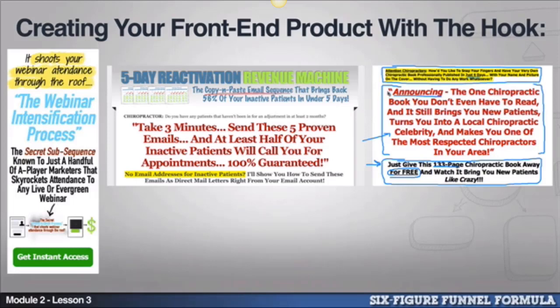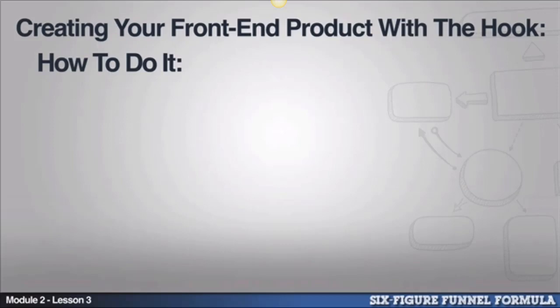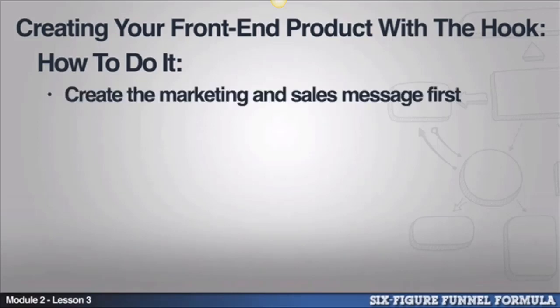And so I created a book, I created a product that fulfilled on this, right? I wrote this first, and then I had it created based on this hook, based on this promise, which was based on what I saw was being offered to chiropractors and the need that I knew chiropractors had expressed. So how do you do this? How do you build your front-end product with the hook? Well, there's a couple of very simple things. Number one, as I already mentioned, you create the marketing and sales message first.